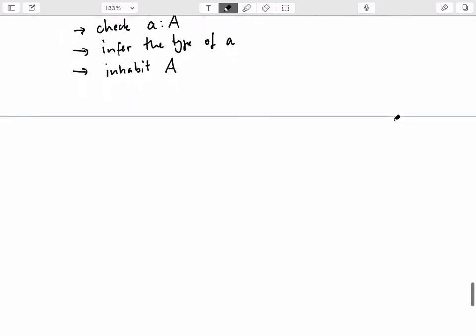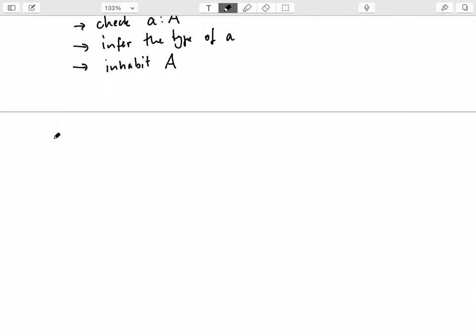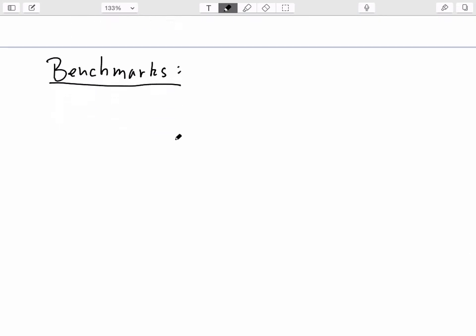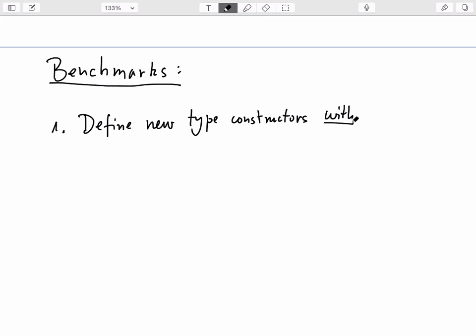So let me finish with some benchmarks. What would be the benchmarks here? When do we declare victory? What sort of things do we need to do to declare victory? Okay, so one would be a benchmark for expressivity, to be able to define new type constructors with their new computation rules.